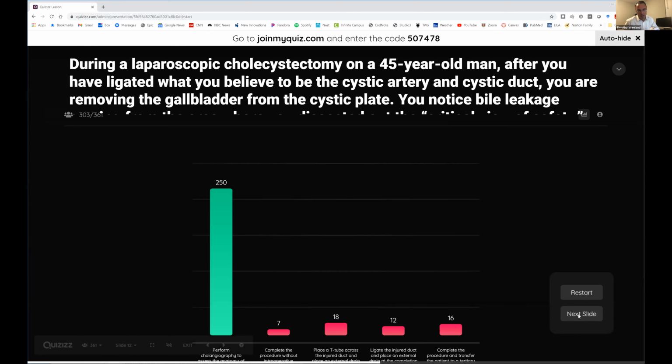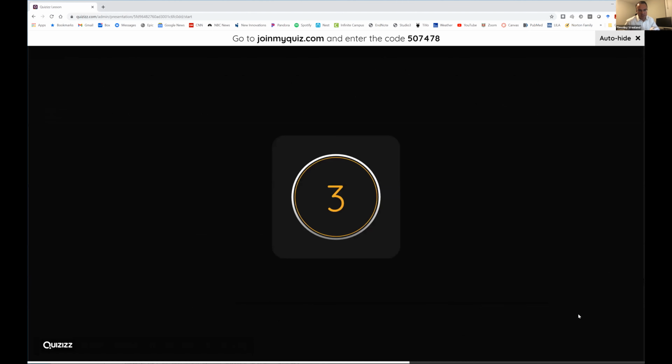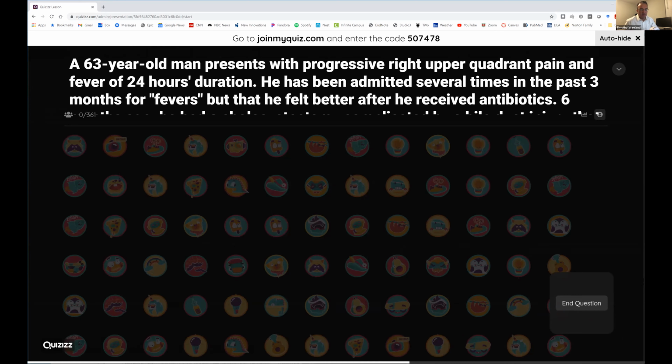Now, if this is like a sectoral branch of the right posterior or something, could you ligate it and be okay? Probably, but you need to define the injury first before you go ligating the right duct or something like that.